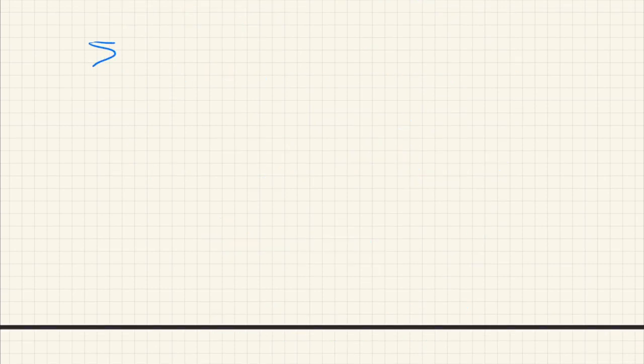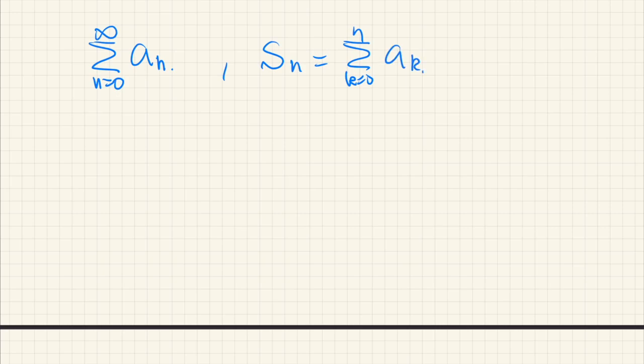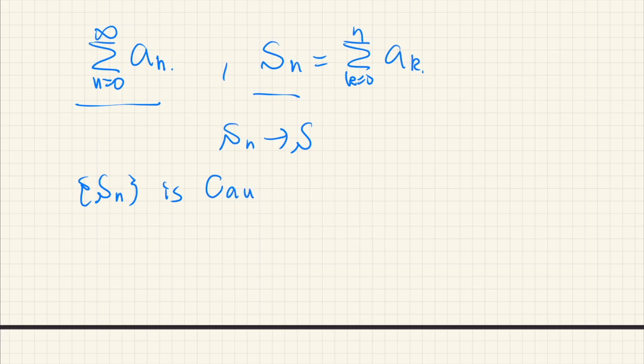Now suppose this series converges, and consider this partial sum from 0 to n of ak. If this converges, that means this sequence converges. So this Sn converges to, let's say, some value S. And then that means this sequence is, by the property of real numbers, a Cauchy sequence. It's a Cauchy sequence.